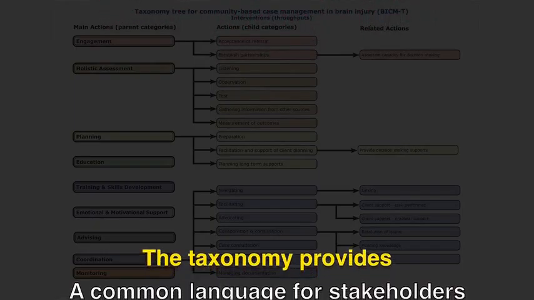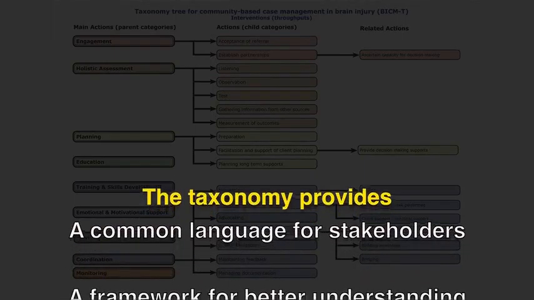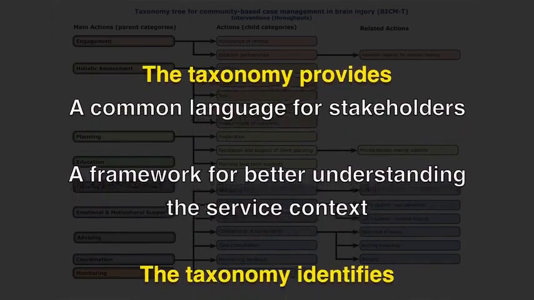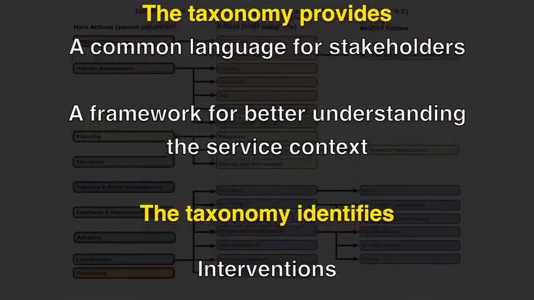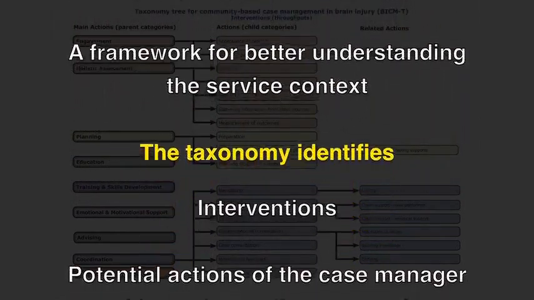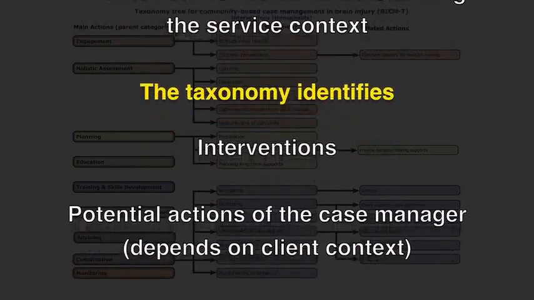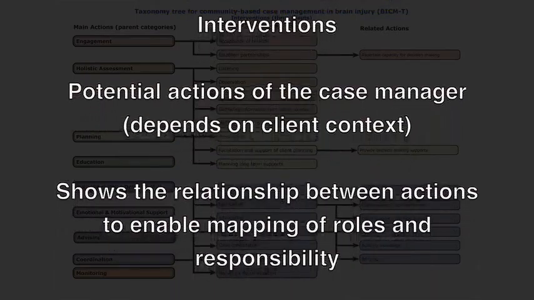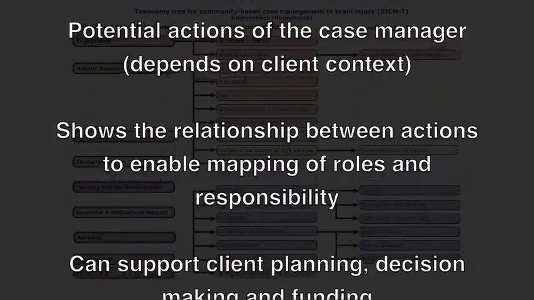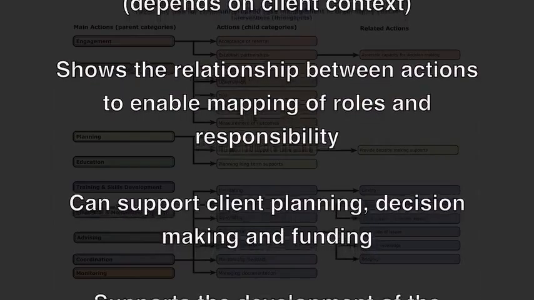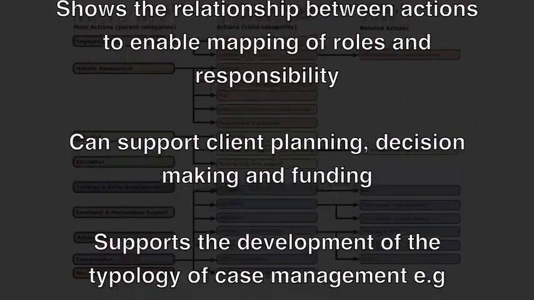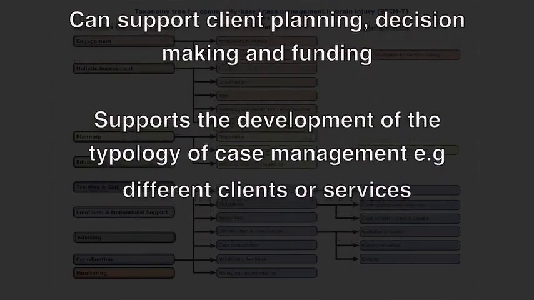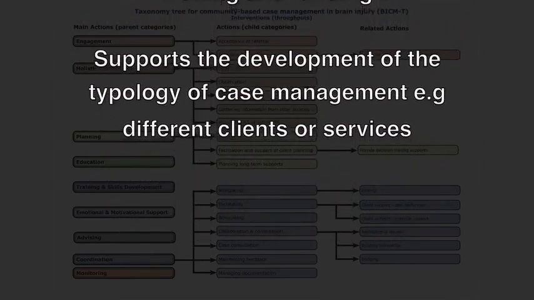The taxonomy provides a common language for stakeholders. It provides a framework for better understanding the service context with the service tree, but it also identifies the interventions and the potential actions of the case manager and depends on their client context. It shows a relationship between actions to enable mapping of roles and responsibilities, and it can support client planning, decision-making and funding, as well as support the development of a typology of case management, for example, for different clients or services.